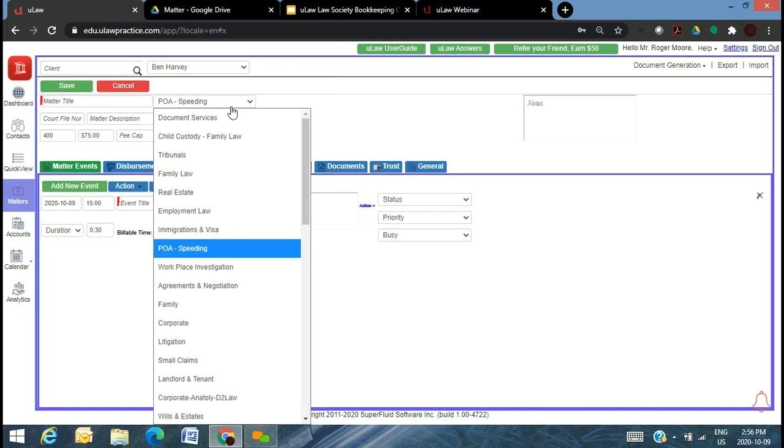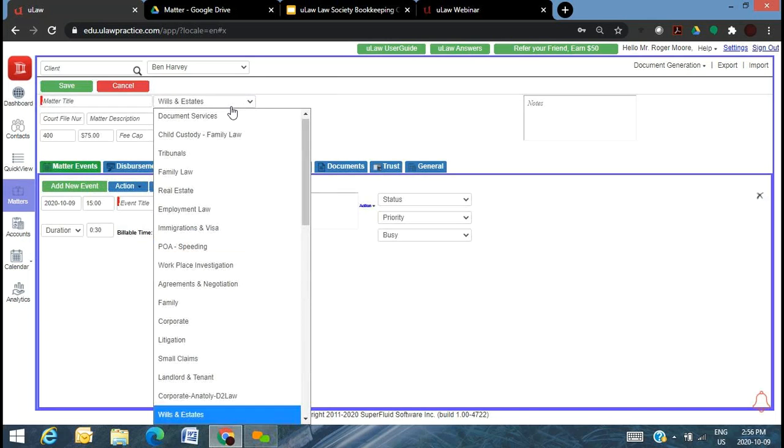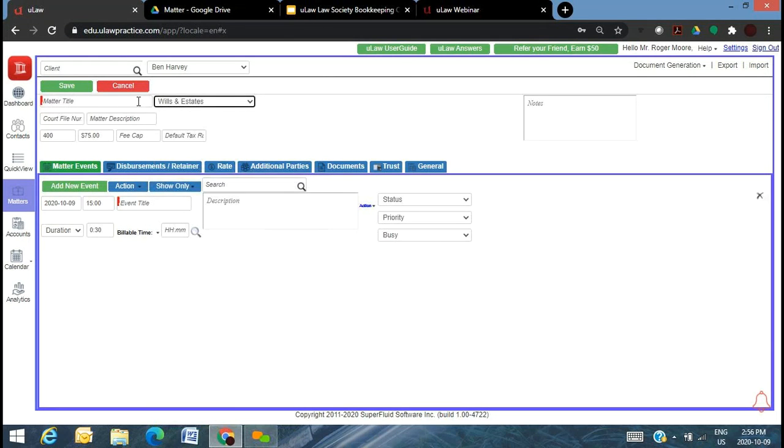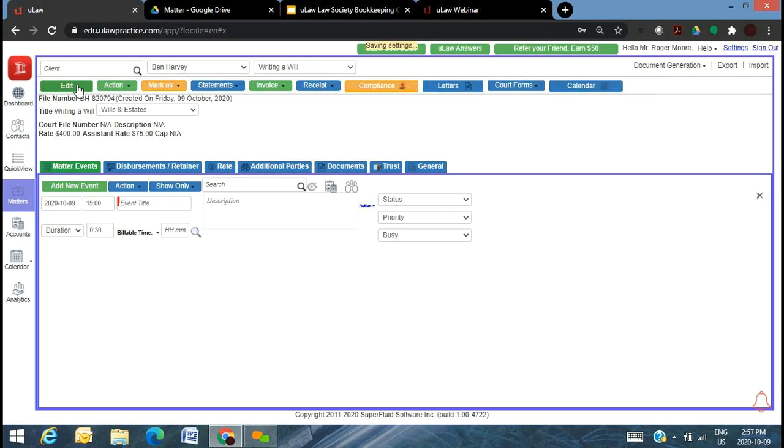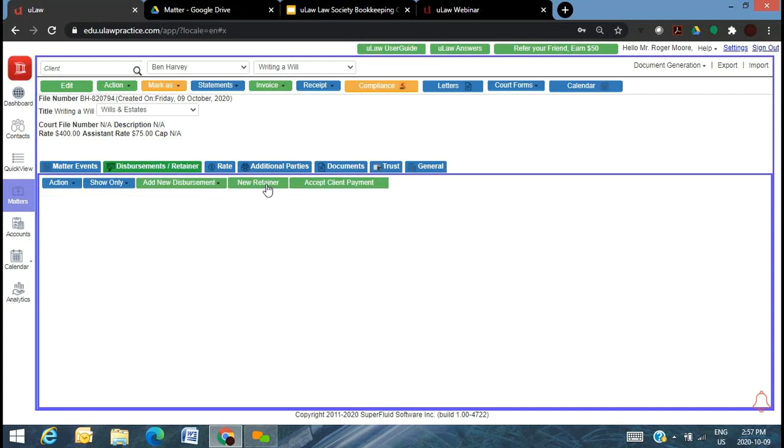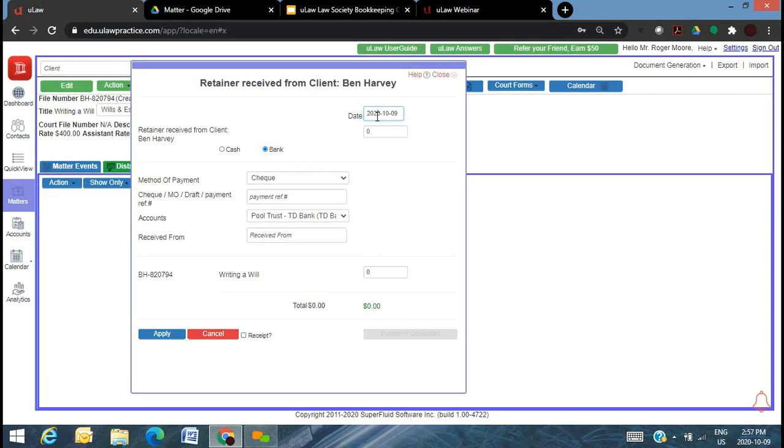So I've just saved the contact, Ben Harvey, and let me go ahead and create a file or a matter. And let's just call this Wilson Estate. And just for purpose of this demo, let's assume we're taking a retainer. That's a financial transaction. So you're recording it into your bookkeeping system. You're saying, yes, I did get that retainer.